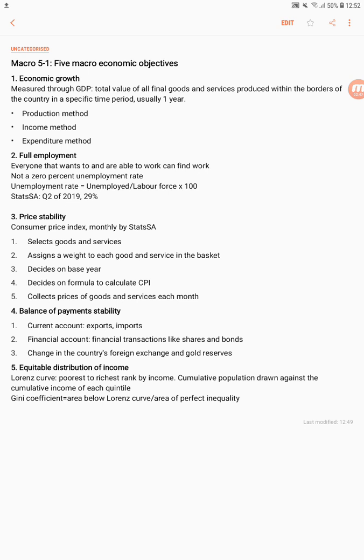The closer the Gini coefficient is to 1, the more unequal the distribution of income. The closer it is to 0, the more equal the distribution of income. South Africa currently has a Gini coefficient of 0.6, which is one of the most unequal countries in the world.